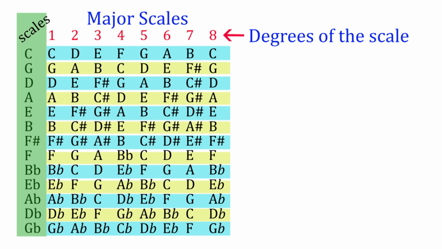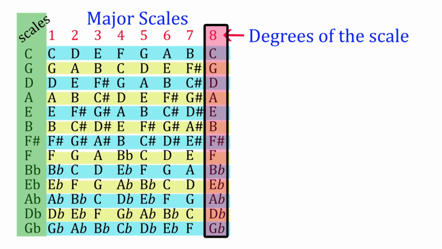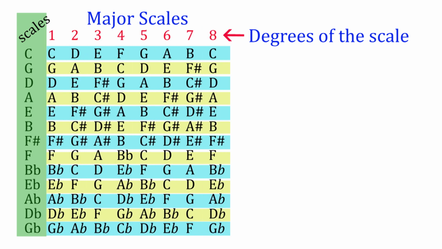Here are the 12 major scales. They all have 7 different notes on the 7 degrees of the scale. When we learn how to play these scales, we start on the root of the scale, which is on the 1st degree, and we end on the root. But this is not the only way that we can play scales.